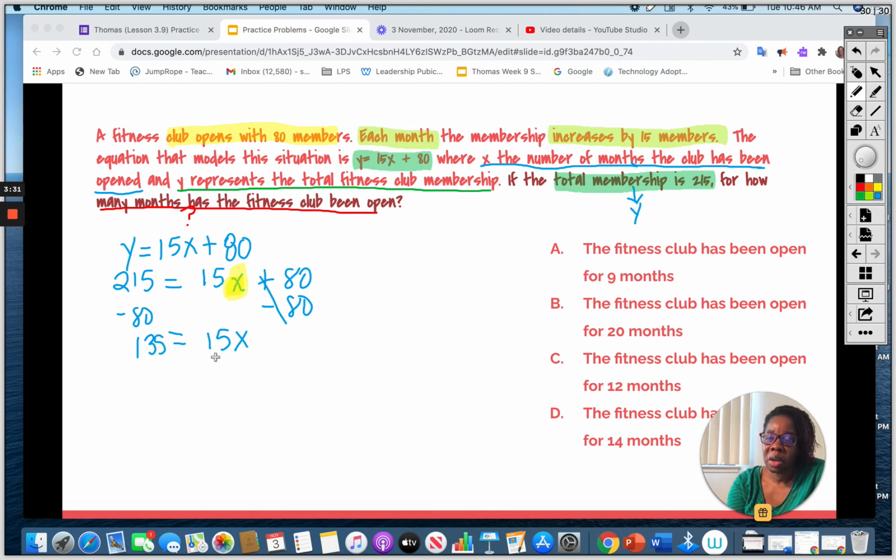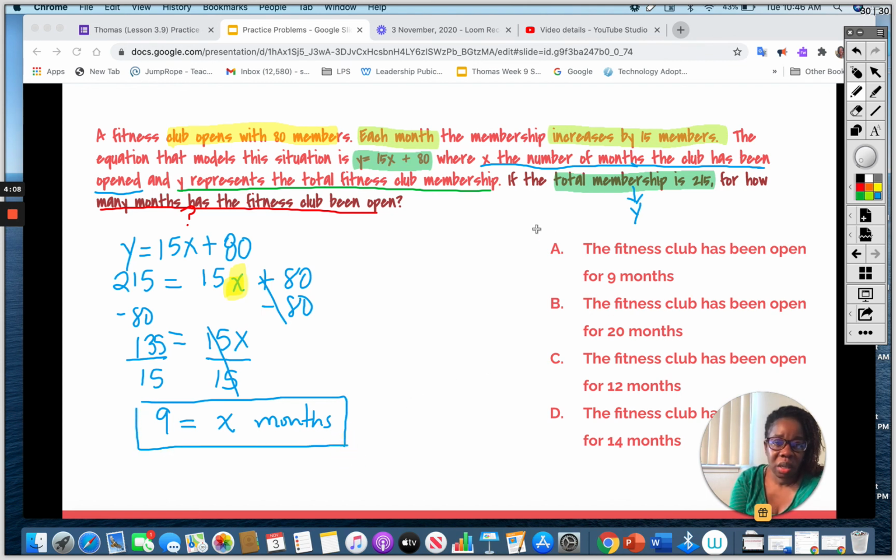And then now to get the x by itself, 15x means 15 times x. So to undo that 15, we have to divide, and you divide by 15 on both sides, which now leaves x by itself. 135 divided by 15 is equal to 9, and that 9 represents months. So the answer to this question is going to be A, the fitness club has been open for 9 months.